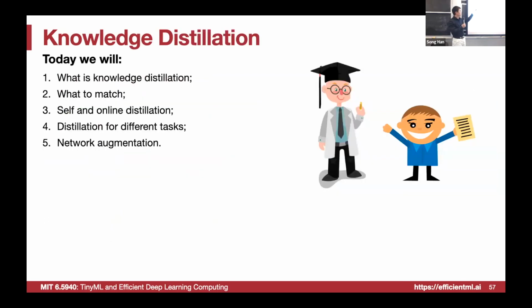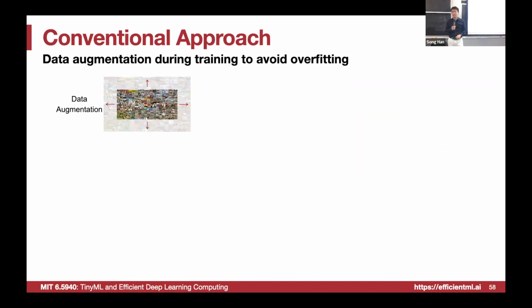And finally, let's talk about network augmentation. We have heard of data augmentation. What is network augmentation? The key idea is that the model is just so small. How can we augment the capacity without having to increase the runtime at inference time? To learn about network augmentation, let's first see data augmentation. Data augmentation deals with overfitting, but network augmentation deals with underfitting.